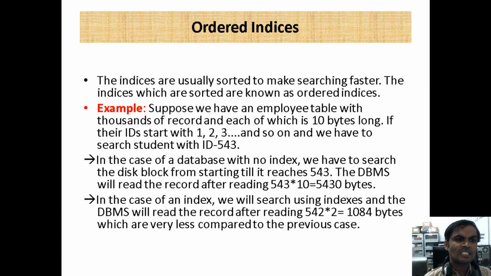Take an example for the order indices: an employee table with thousands of records. Each record is allocated 10 bytes of memory. Suppose employee IDs run from 1 up to lakhs of records. If each record is allocated 10 bytes, then 1 lakh into 10 means it is allocating 10 lakh bytes of memory.